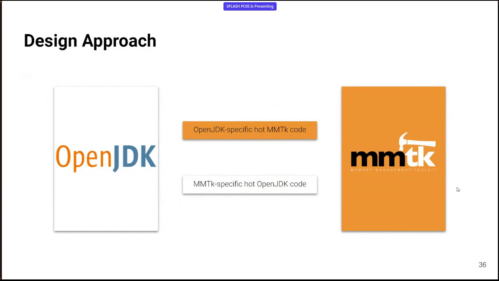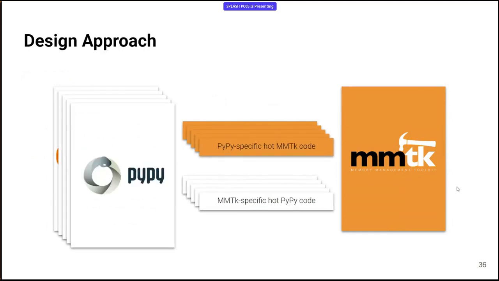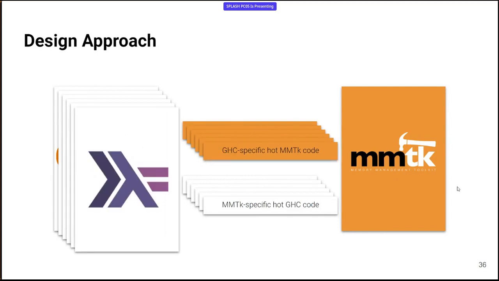Then we can replicate this out for multiple VMs, which is exactly what we've done. The idea there being that these white boxes on the left are quite independent, as I said, of MMTk, and MMTk doesn't have to change as all these other VMs come along.